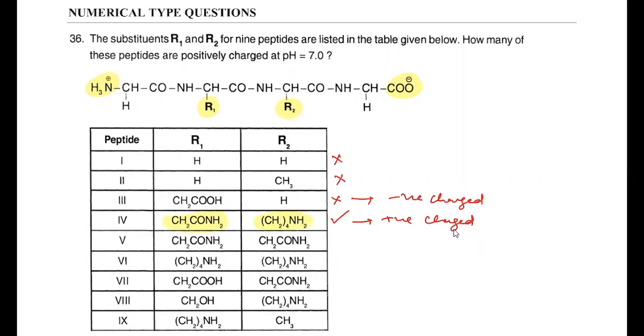Next, both are amphoteric groups like CONH2, so they are not strongly acidic or basic, and cannot lose H plus or OH minus in water medium. So this is rejected again. Next case, both are basic groups, so it will accept H plus and reach a dicationic form. Both are groups which are basic.